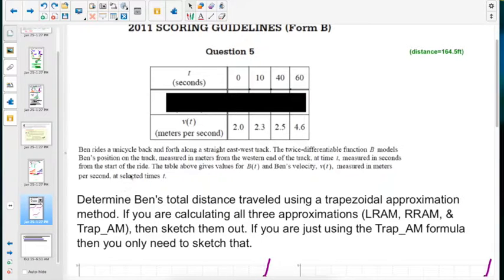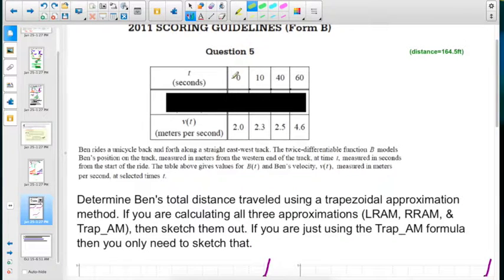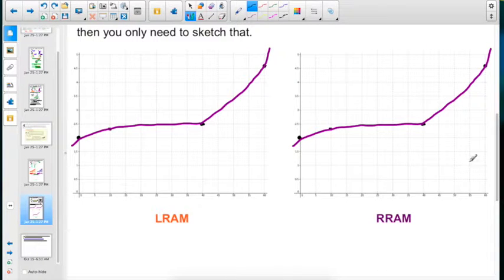For this problem, Bren's riding a unicycle back and forth along a straight track, and they take speed data over the course of time. And if you look at the data, you notice that the intervals do not have the same width. So these intervals are uneven. And when they're uneven, then we need to calculate each area of each rectangle separately rather than just adding the heights together. So here's our graphs.